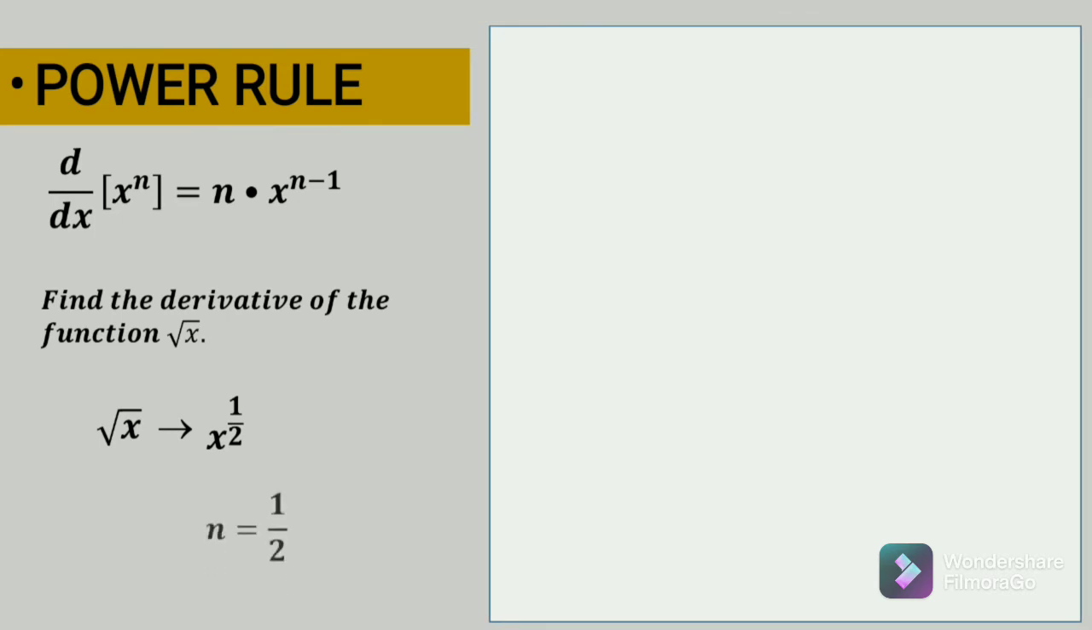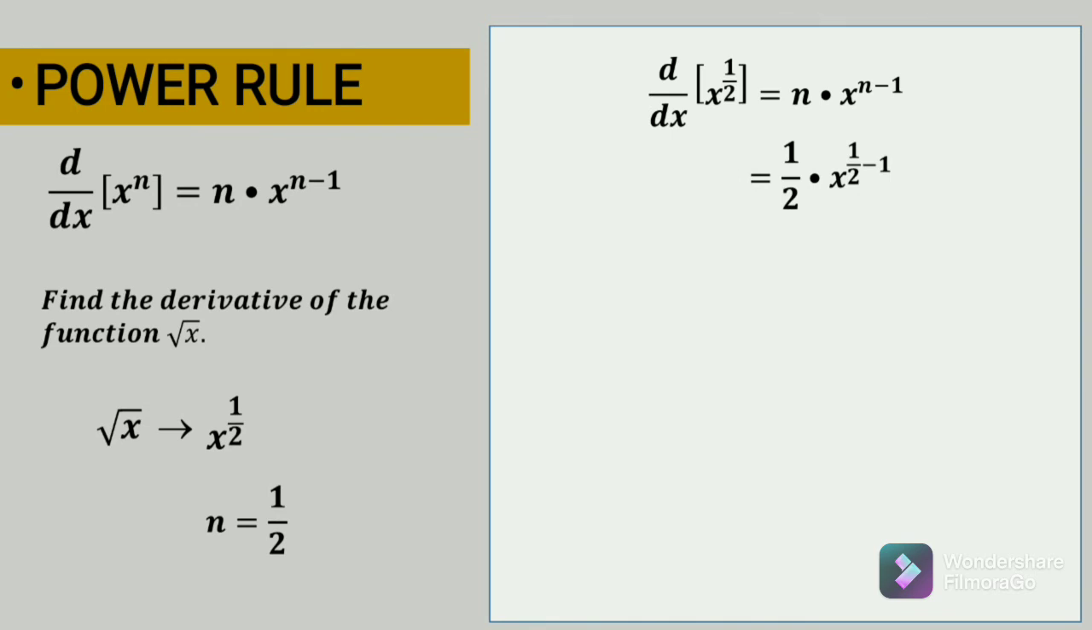So from the radical square root of x, we have x to the power of 1/2, or n is equal to 1/2. So now let's apply the power rule to find the derivative of the square root of x. Substituting, n is equal to 1/2 times x to the power of 1/2 minus 1. So let's simplify. 1 over 2 times x to the power of 1/2 minus 2 over 2 is equal to 1/2 x to the power of negative 1/2.